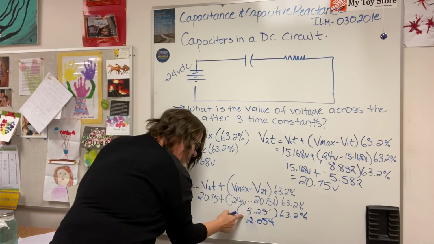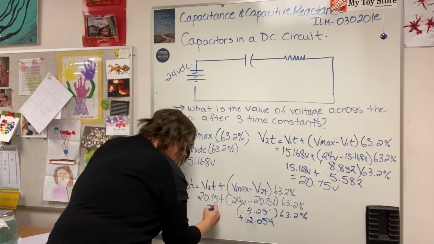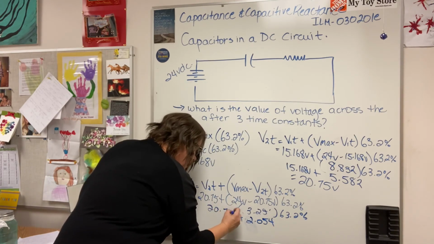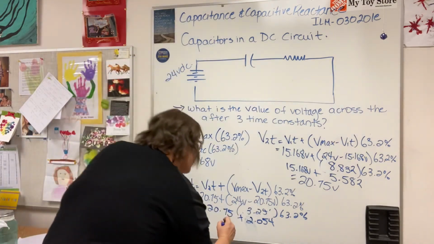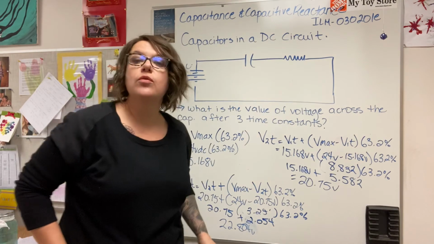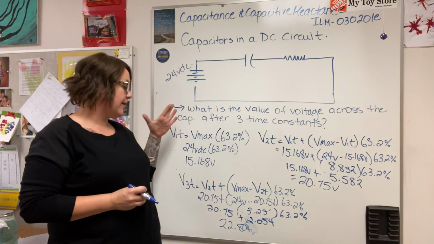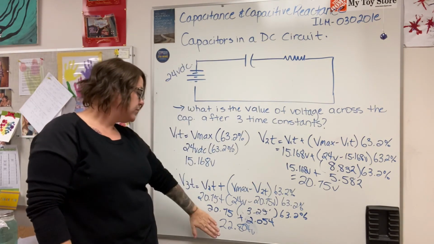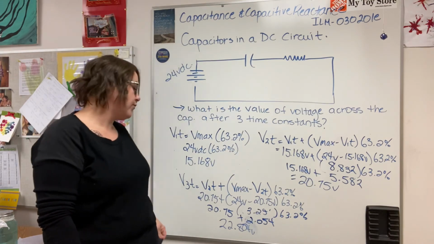Then I bring down the 20.75 and add the two together, which gives 22.804 volts. So the amount of charge across a capacitor after 3 time constants will be 22.804 volts.